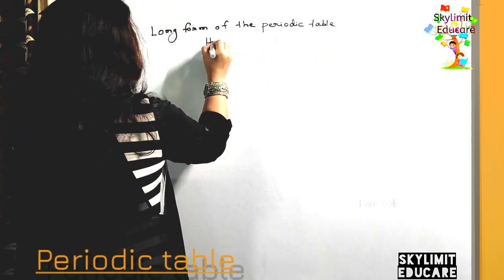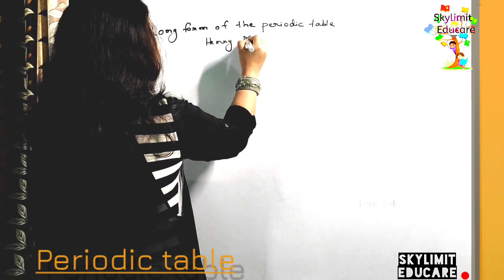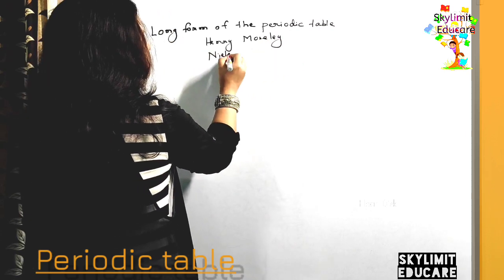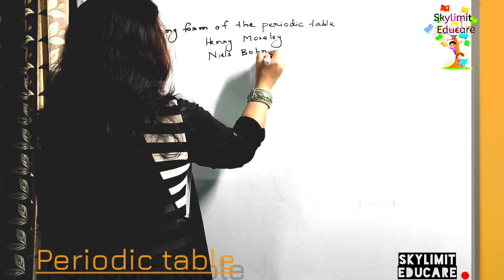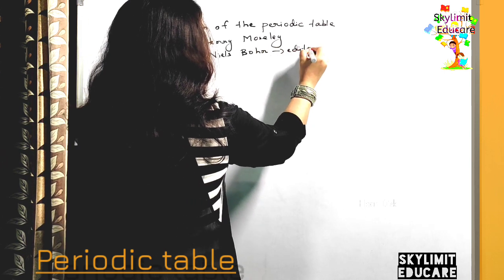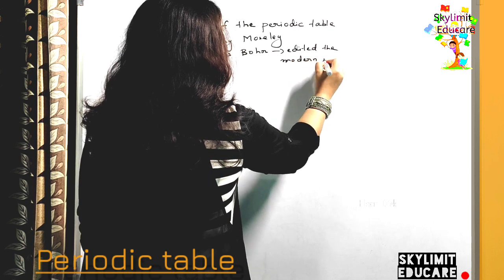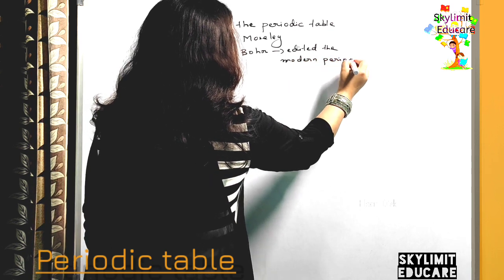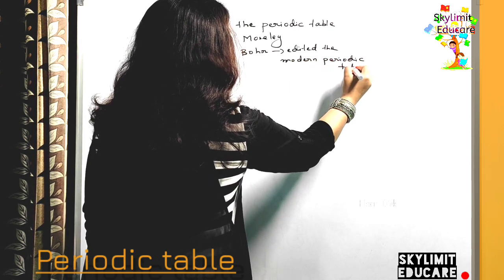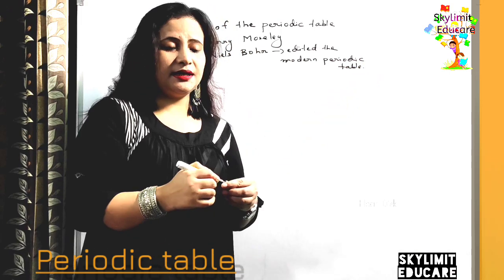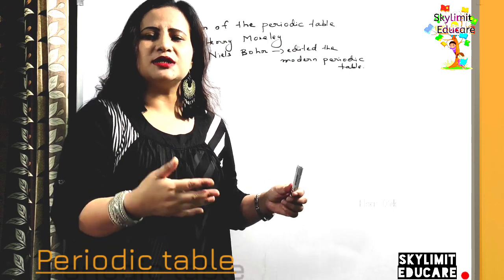It was Henry Moseley who presented the modern periodic table, but Niels Bohr also helped in editing. He edited the modern periodic table, right? It was edited by Niels Bohr, and because of that, an element was named after Niels Bohr.